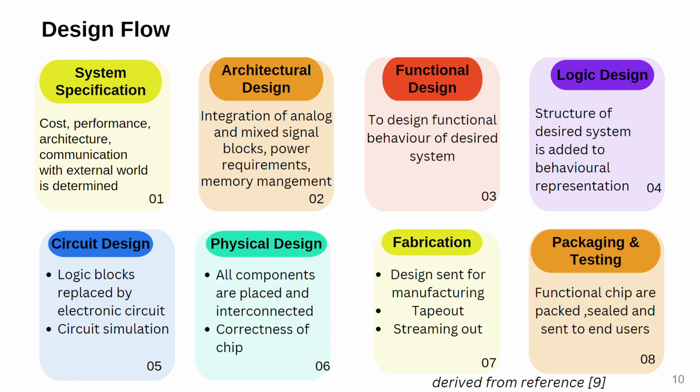And the last step is packaging and testing. After fabrication of the desired design, the functional chips are packed, and these package types include dual inline package, pin grid array, ball grid array, and etc. After a die is positioned in the package cavity, its pins are connected to the pins of the package, and the package of the desired design is then sealed and sent to the end user.